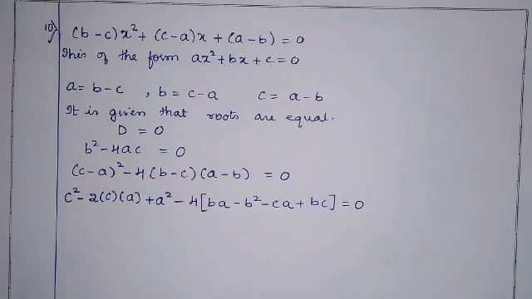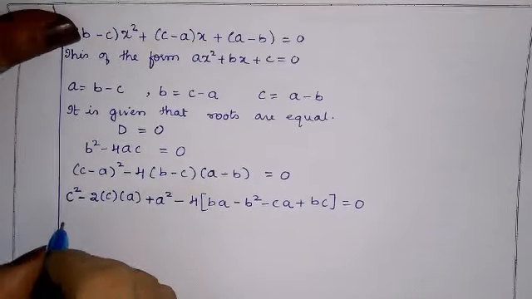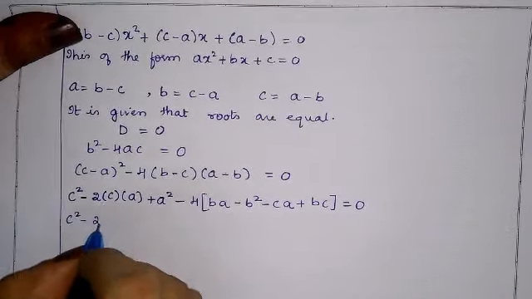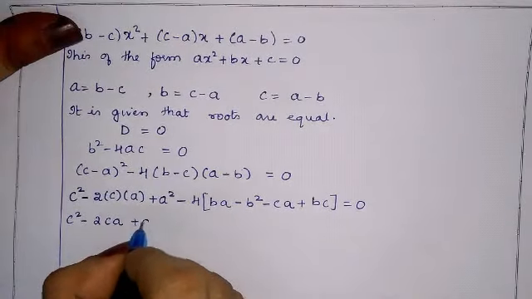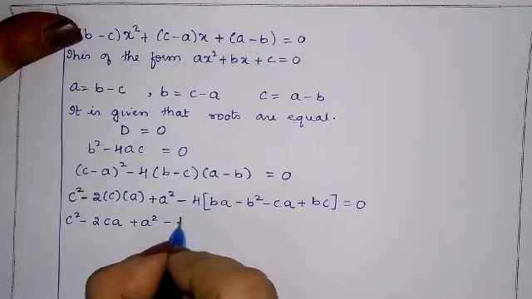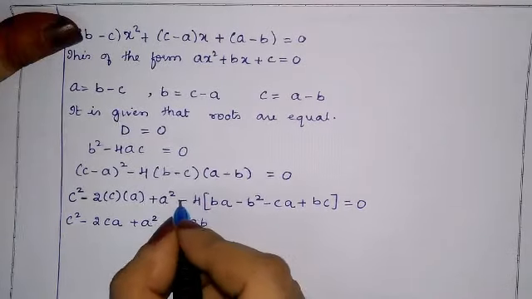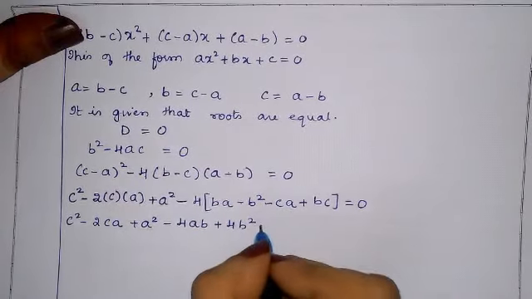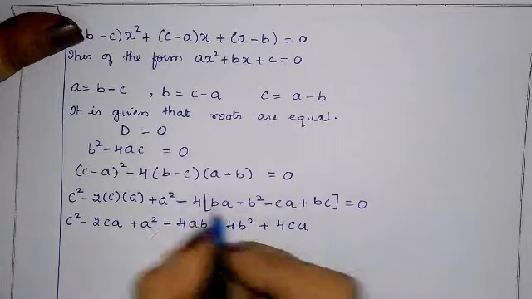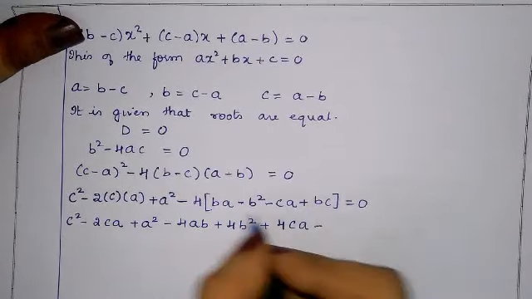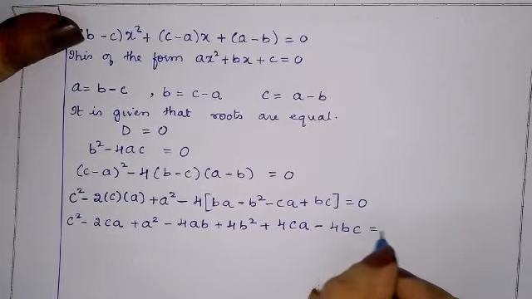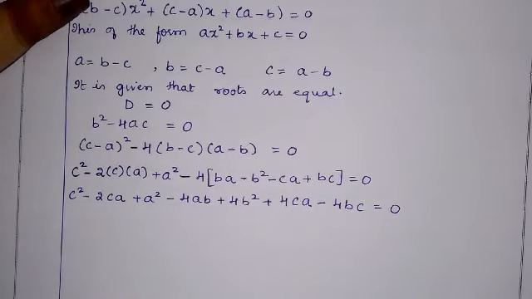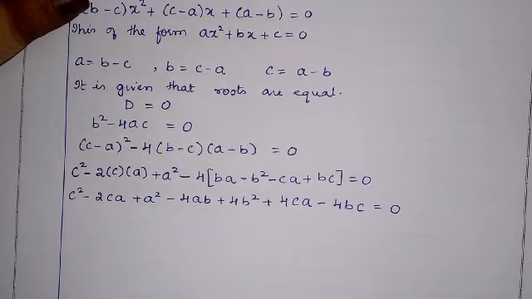Okay, now let us open the bracket here. This side let it be as it is: c square minus 2ca plus a square, minus 4ab, minus minus plus 4b square, minus minus plus 4ca, minus plus minus 4bc equal to 0. Okay, now we can see what all the things get cancelled and what all the things will be as it is.